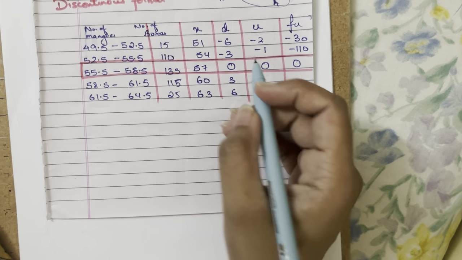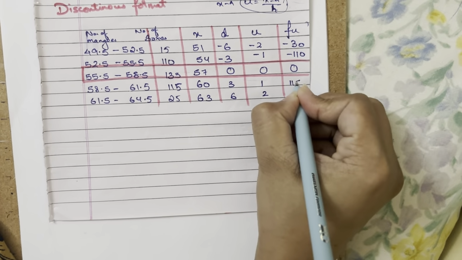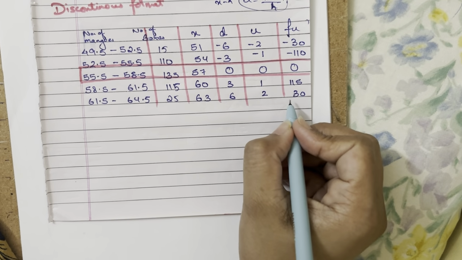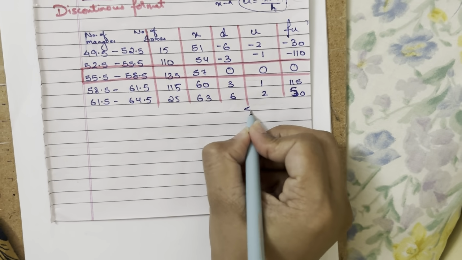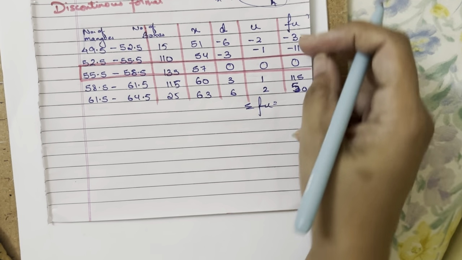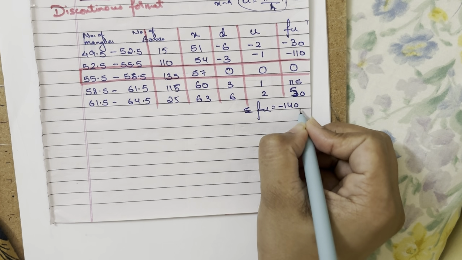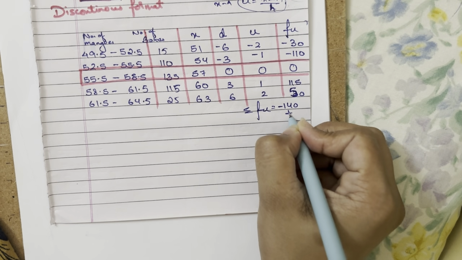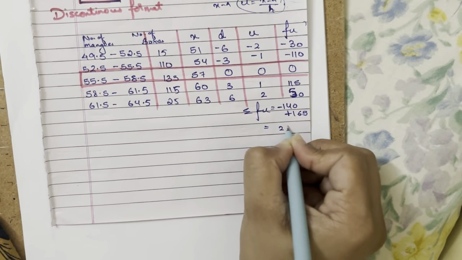And likewise you get this thing, which is 115 plus 30. So sigma FU can be taken as minus 140 plus 160. That turns out to be 25.